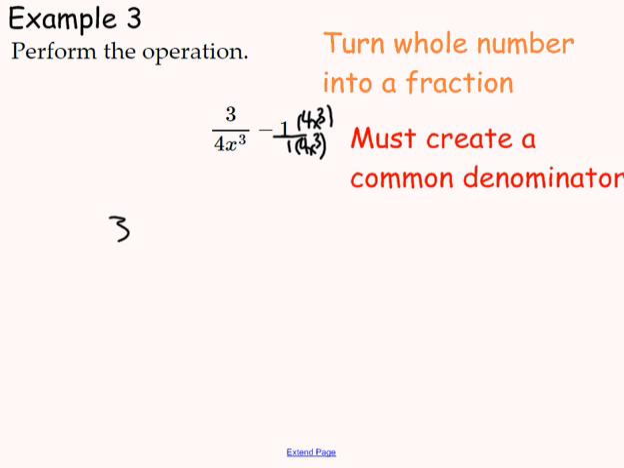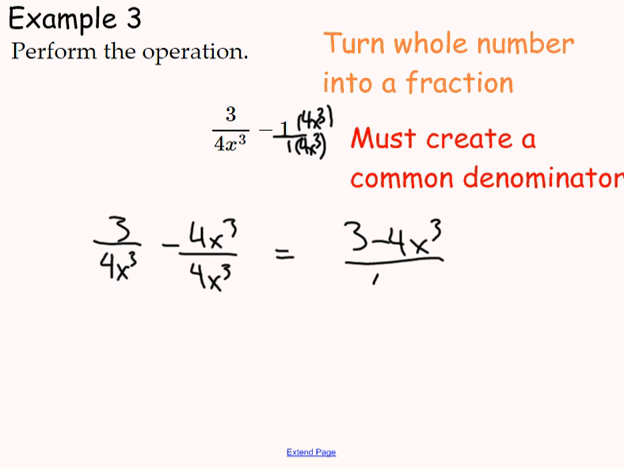So this will give me 3 over 4x to the third minus 4x to the third here, and 4x to the third here. So I get 3 minus 4x to the third over 4x to the third.